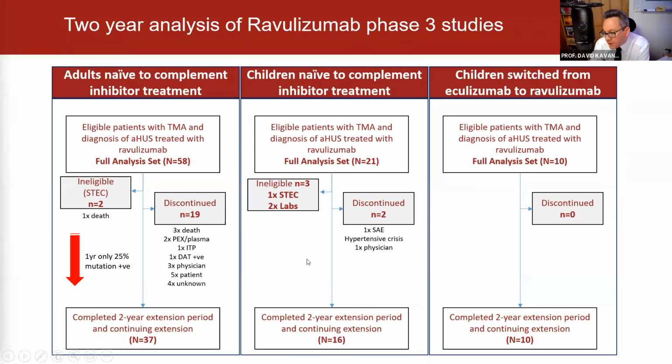And in the children, only 2 have discontinued. 1 had a hypertensive crisis, and 1 the physician withdrew. 3 were seen to be ineligible shortly after inclusion. And of the patients that were stable on eculizumab and switched to ravulizumab, everybody continued.